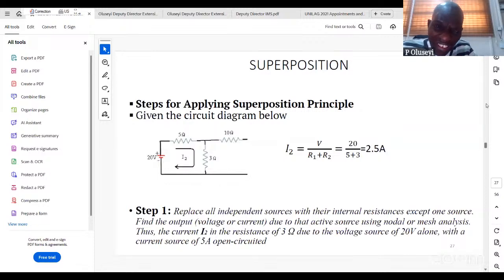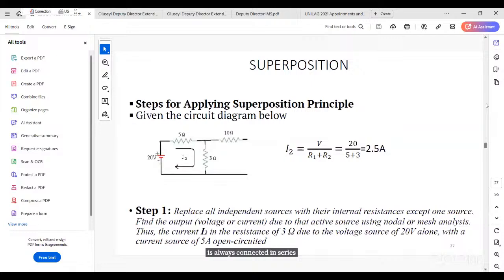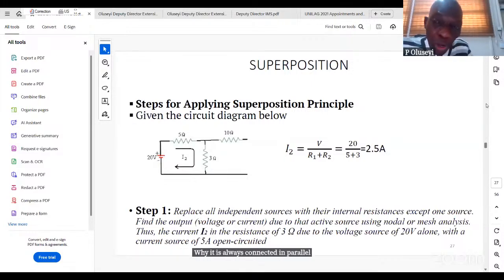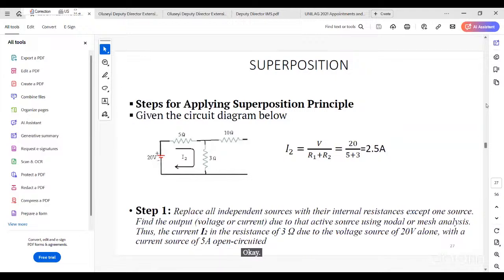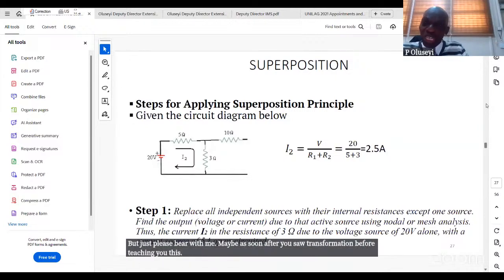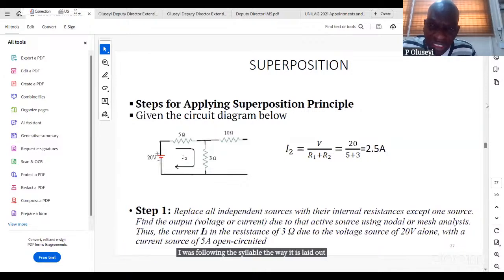So the internal resistance is always connected in series with a voltage source, while it is always connected in parallel to a current source. But when I get to source transformation, we will look at that. Please bear with me. Maybe I should have taught you source transformation before teaching you this, but I was following the syllabus the way it is laid out for me.